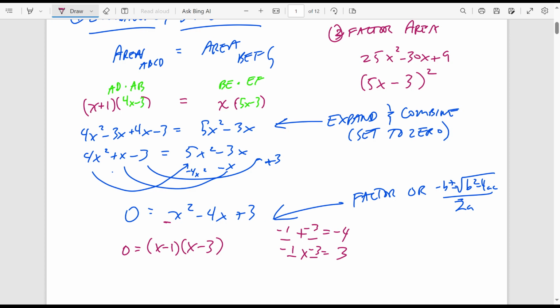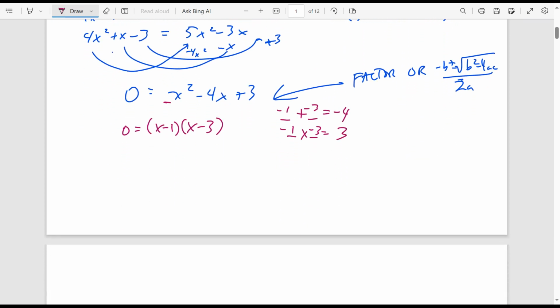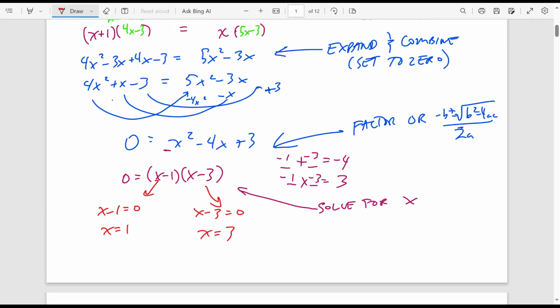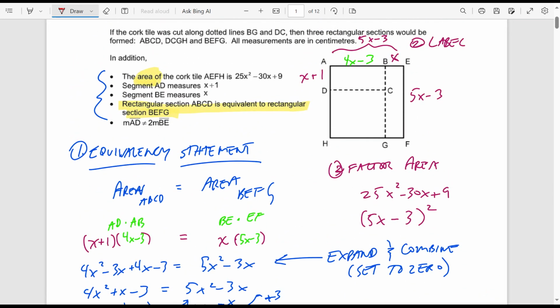Now, my last step here is solve for x. So we break this into two. X minus 1 is equal to 0. X minus 3 is equal to 0. So x can either be equal to 1 or it can be equal to 3. It's actually both. So that's where that last bullet point comes into play now. If you go up, they're both positive. They both look like they would fit this scenario. But let's try the first one.